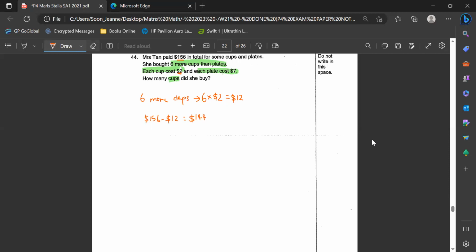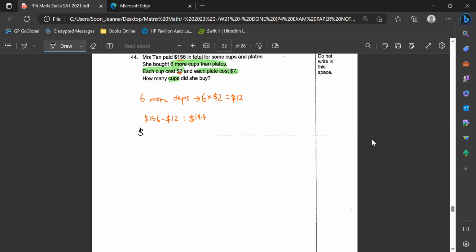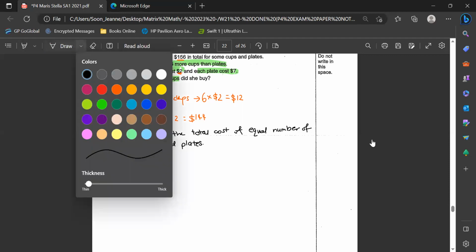What does $144 mean? It means that $144 is actually the amount of an equal number of cups and plates. So if you are not sure, I'm going to write it down. 144 is the total cost of equal number of cups and plates. Okay, so if they are equal, we are actually going to group one of each kind into one group.